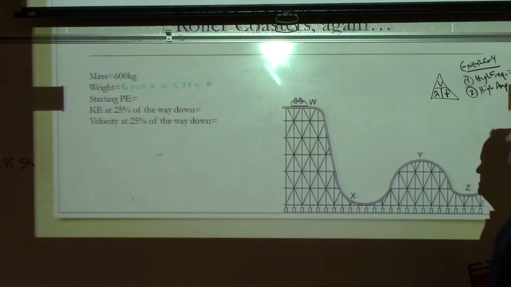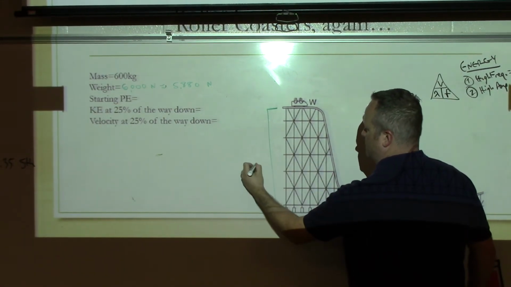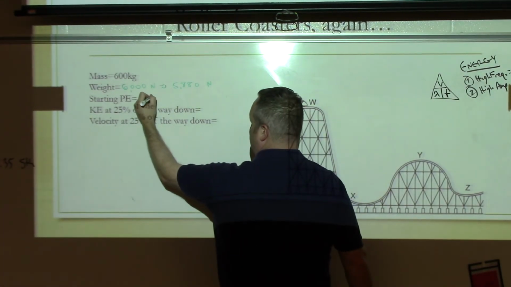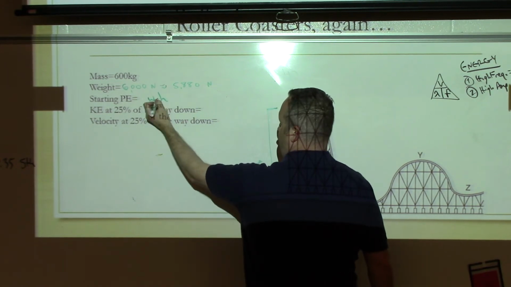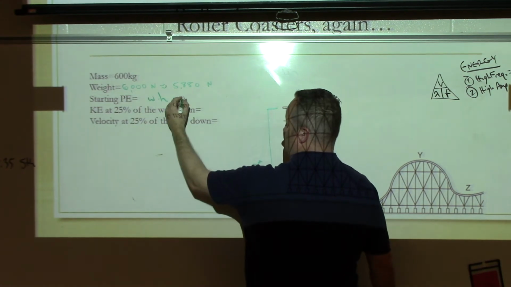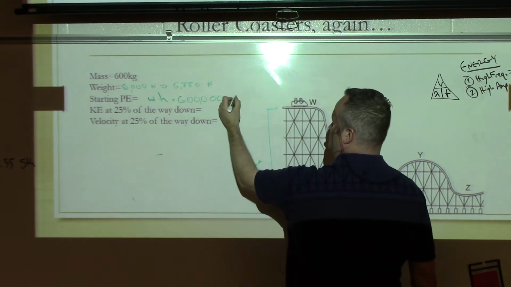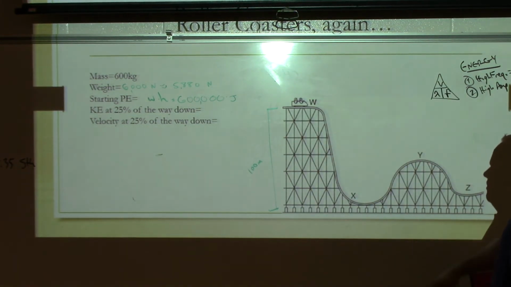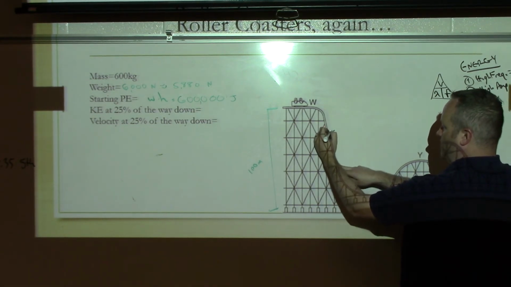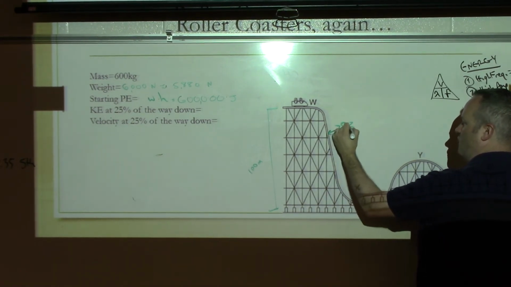So what's my starting potential energy? Let's say that this height is 100 meters. If that's 100 meters, then I have to multiply weight times height. And that will give me 100 times 6,000. I'm going to add 2 zeros at the end. So I have 600,000 joules. All right? Now, to find, if I go 25% of the way down, so that's about right here. That's about 25% of what we have in this energy.